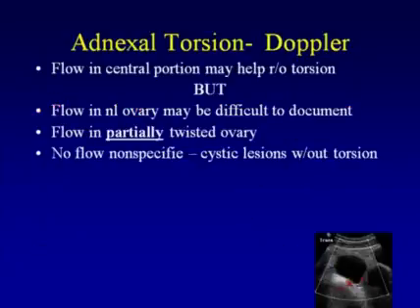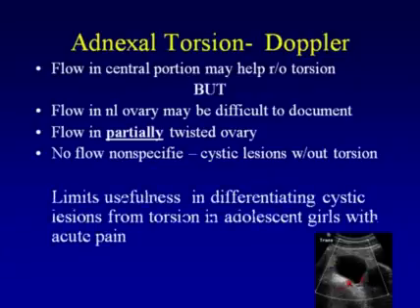Unfortunately, with Doppler, if you see flow in the central portion of the ovary, that may help to rule out torsion. But in normal ovaries, flow may be difficult to document centrally, and there may be flow in partially twisted ovaries. And if there's a cyst, like a large teratoma, you may not actually see flow in the cystic component. So this limits the usefulness of differentiating cystic lesions from torsion in girls with acute pain.